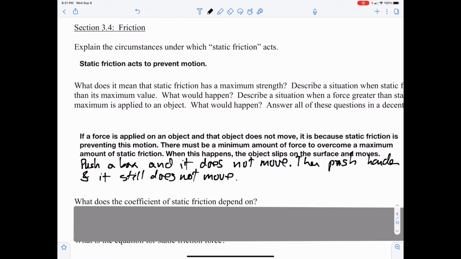And all of them are balanced with the amount of force. So if I'm pushing the box, the static friction balances the amount of force that I'm pushing. If I push harder, static friction acts at a greater magnitude until we reach a maximum value.